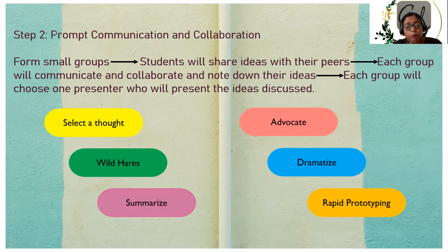Then there is wild hairs, which is another prompt we can use. And what is wild hairs? Here we can ask the students about their ideas: what is the bizarre thing about the whole topic? What do you think was a bizarre thing in this? Is there anything? If yes, then jot it down.